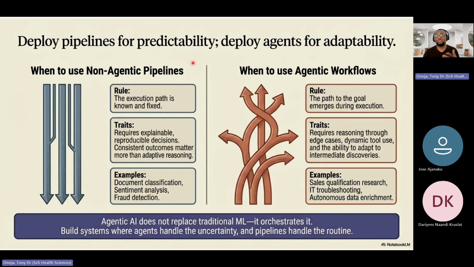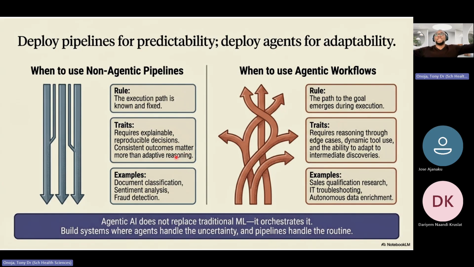But when you are looking at things that change with time, something that is dynamic in nature, then you can think about the AI agent to handle that for you. So let's look at when to use an AI pipeline. The first rule is the execution path is known and fixed. Like I said, it has an input, it has an output. The trait is that it requires explainable, reproducible decisions, and consistent outcomes matter more than adaptive reasoning.